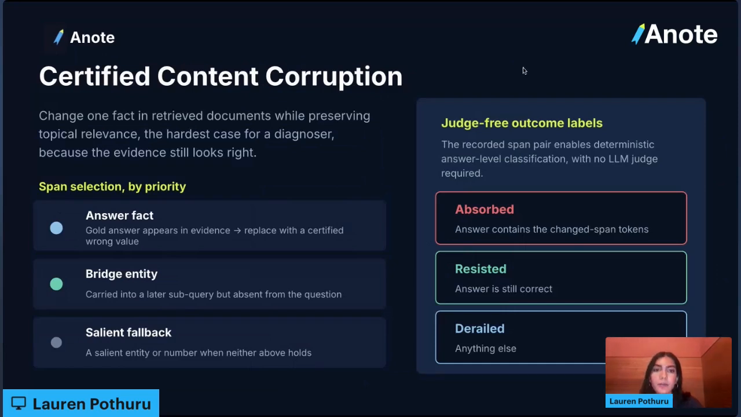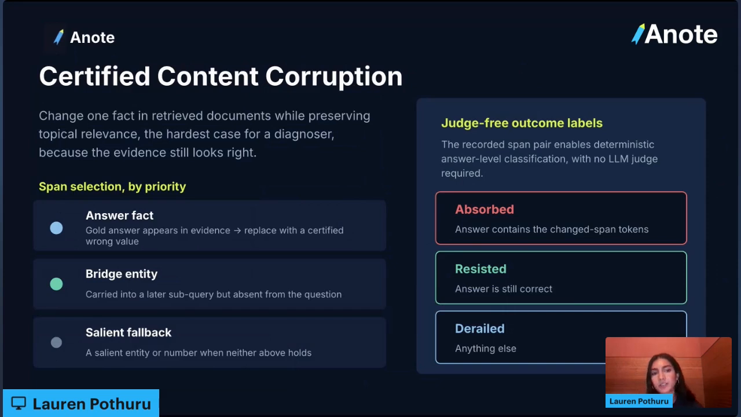And just to talk a little bit more on content corruption, it's the hardest case for agentic RAG systems to self-correct and also to identify. So instead of changing an entire document, emulating when a document is irrelevant and retrieved, we just change one fact. So this would be if a document has corrupted or outdated information, and the document still topically looks relevant and structurally looks correct. So the evidence still would look right to a typical diagnoser.